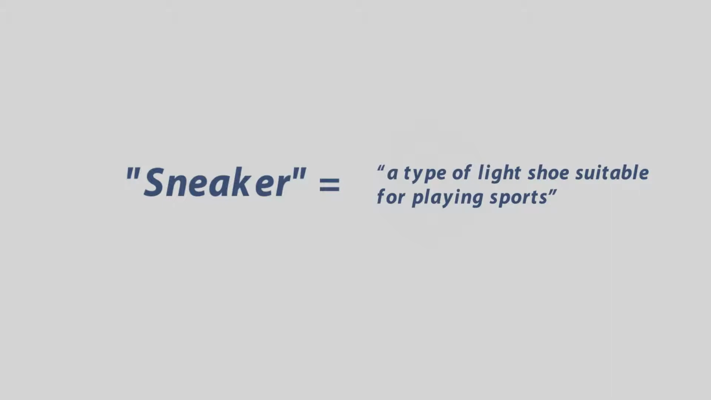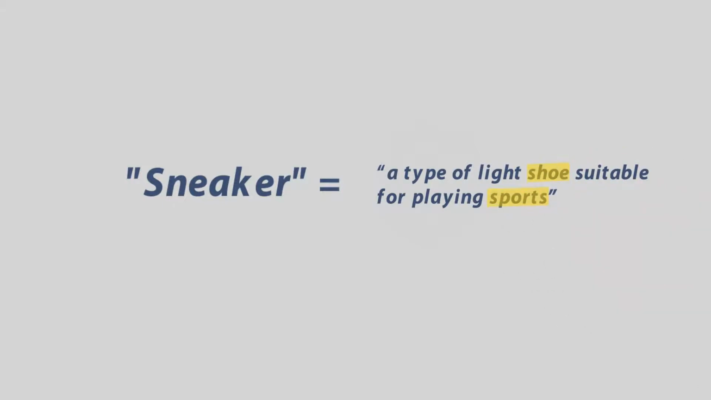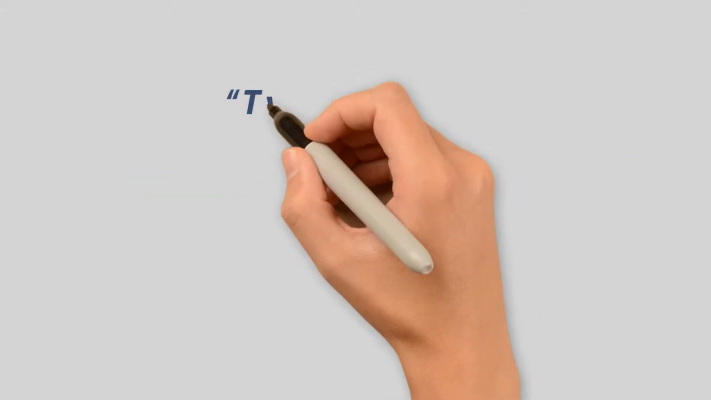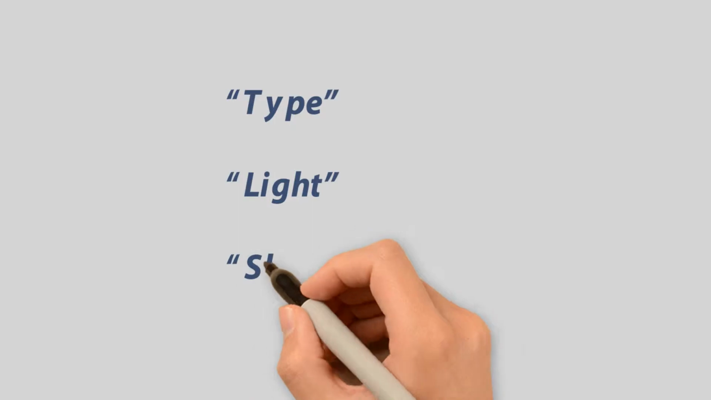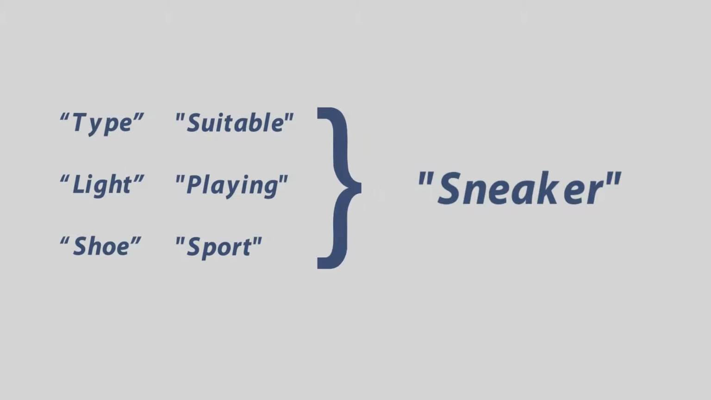As a result, the word sneaker connotes a meaning to you as soon as you connect it to shoe and to sport. Given this case, the computer will additionally need to know about the meaning of type, light, shoe, suitable, playing, and sport in order to understand this description. So think of the word sneaker as the accumulation of all these relevant concepts needed to explain its meaning.